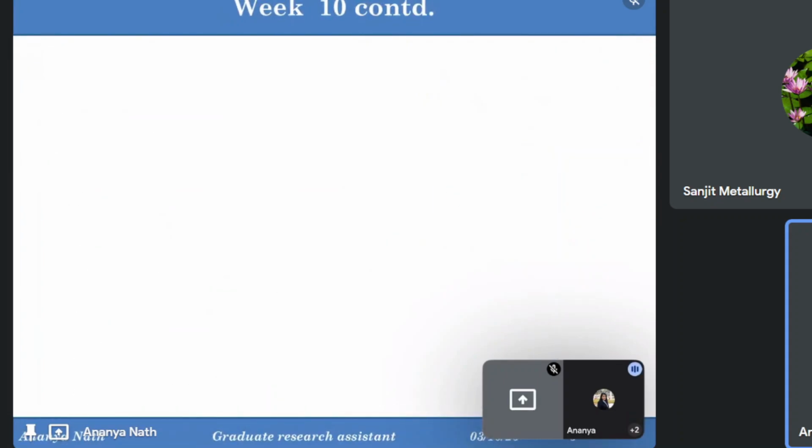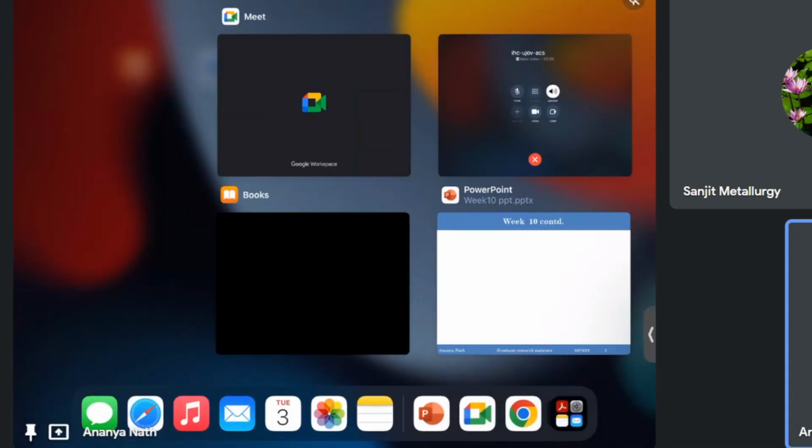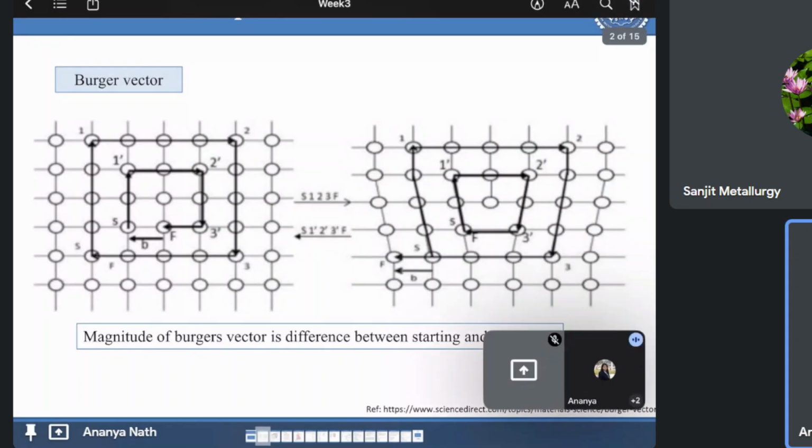So the first doubt was raised by one of you. That doubt was regarding the screw dislocation, right? So I have the PPT of the week 3 lecture. In week 3, I have demonstrated the screw dislocation and the edge dislocation, and how the Burgers vector is different for these two different dislocations. But anyway, I'm going to discuss it again.